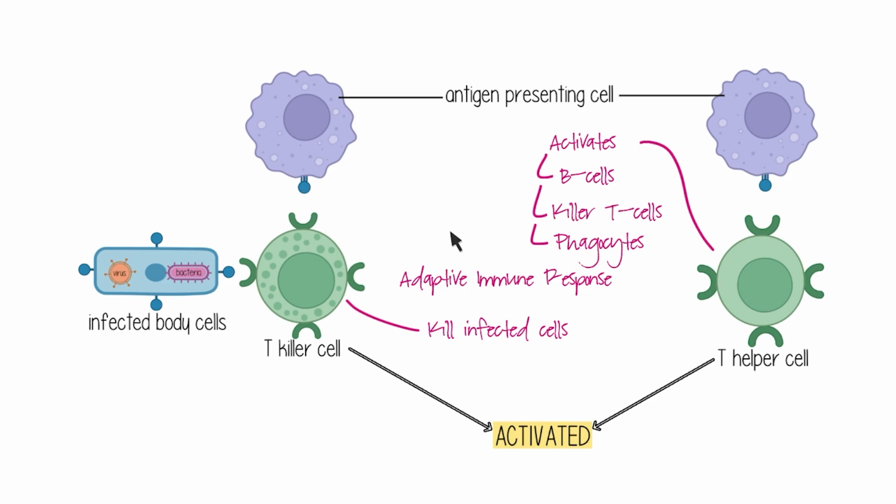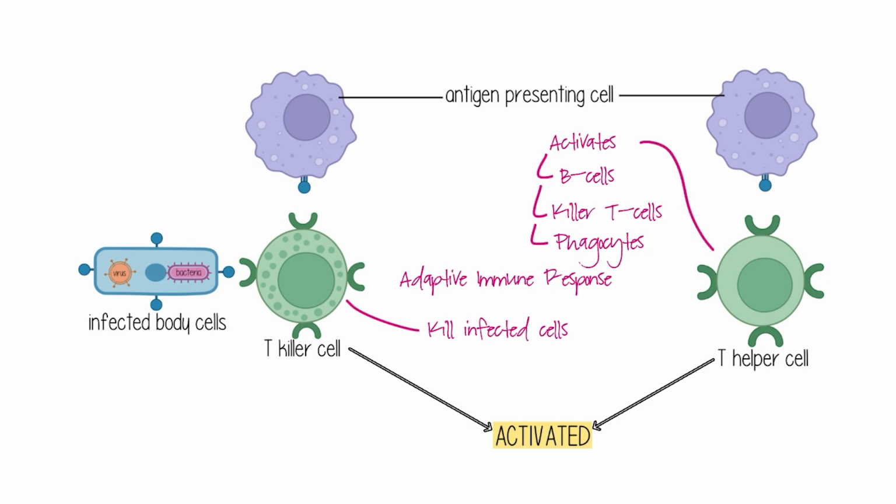And both types of T cells also need to be activated by antigen presentation before they can do their job. The helper T cells will only be activated by what are known as professional antigen-presenting cells, which are immune cells that are specialized for this very purpose, while the killer T cells can be activated by both professional APCs as well as other infected body cells that are presenting their antigens on their surface.